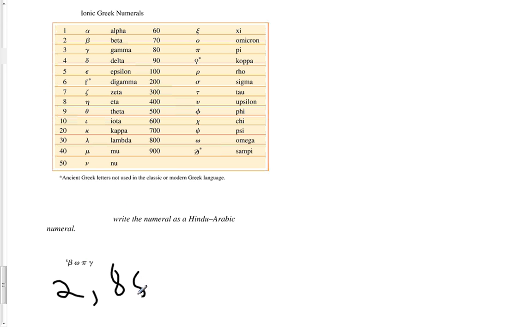And then pi is 80. And the last number here is gamma, and gamma is the number 3. So this Ionic Greek numeral is the Hindu Arabic numeral 2883.